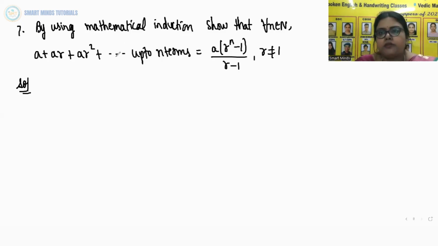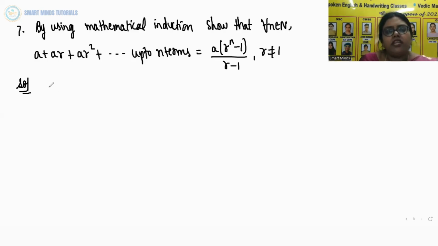Take the next question. By using mathematical induction, show that for all n belongs to N, a plus ar square plus so on up to n terms is equal to a into r power n minus 1 by r minus 1. So over here you can see this is the general form of GP, because r stands for common ratio. Whenever you have common ratio, it is GP. Whenever you have common difference, it is AP.